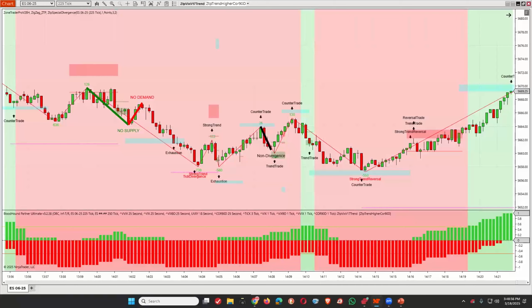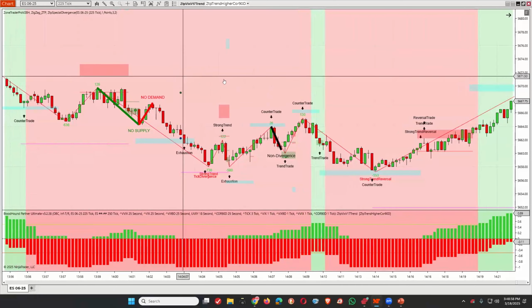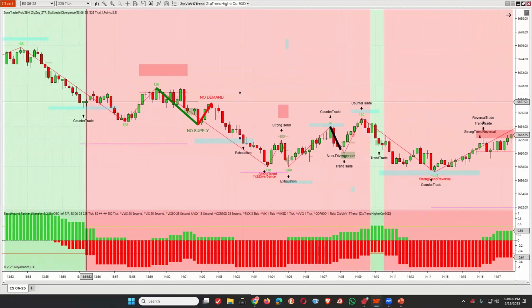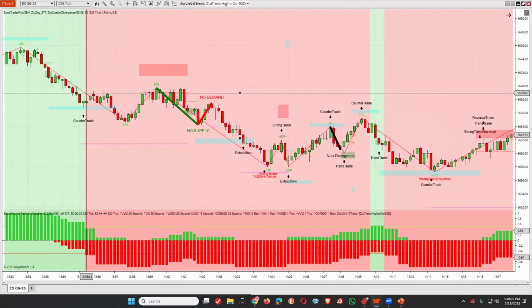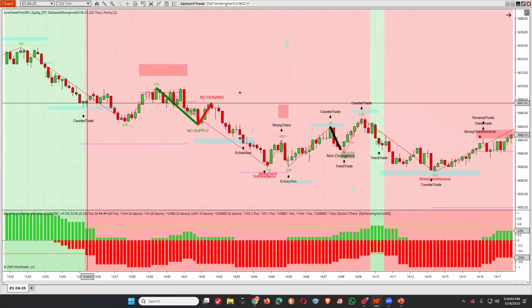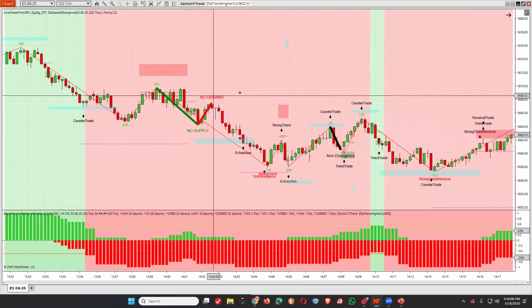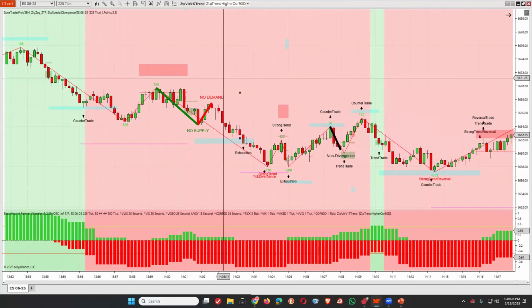So here is the trend template, which is the trends based on $VIX. So, like I said, you can see the entry that we'd have here.